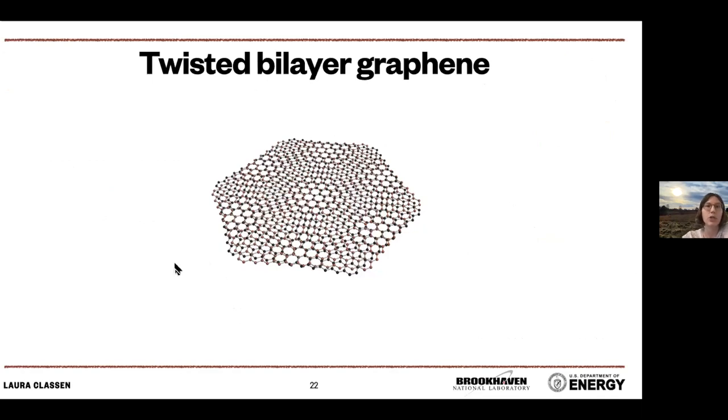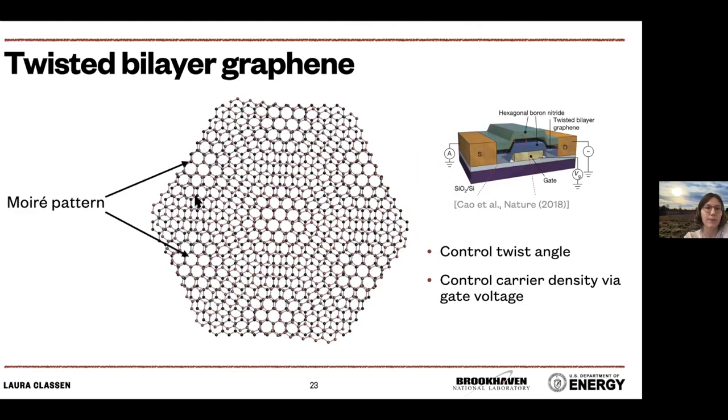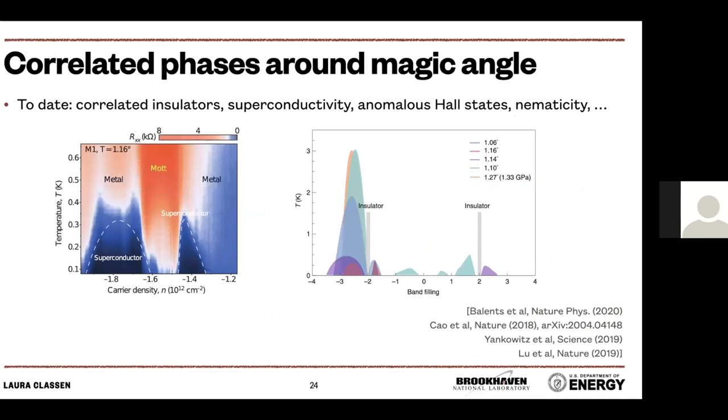Okay, with that, let me go to the next system, twisted bilayer graphene. As you all know, you get this by rotating two sheets of graphene with respect to each other, and then this superlattice pattern or moiré pattern develops. And in experiment, they can control the twist angle here. And furthermore, the energy scales are such that the carrier density can simply be controlled by a gate voltage. And the recent excitement about this material is because correlated phases have been observed around a magic angle of about 1.1 degree.